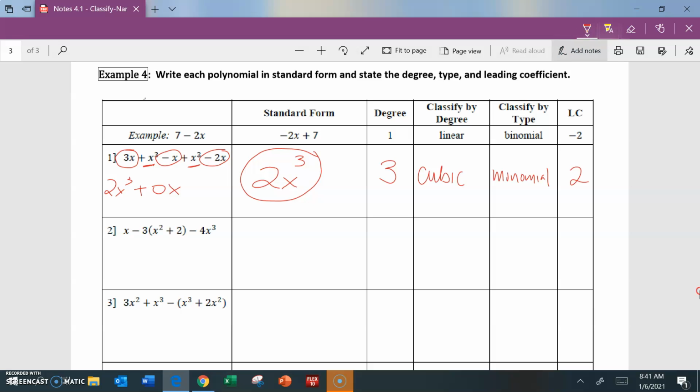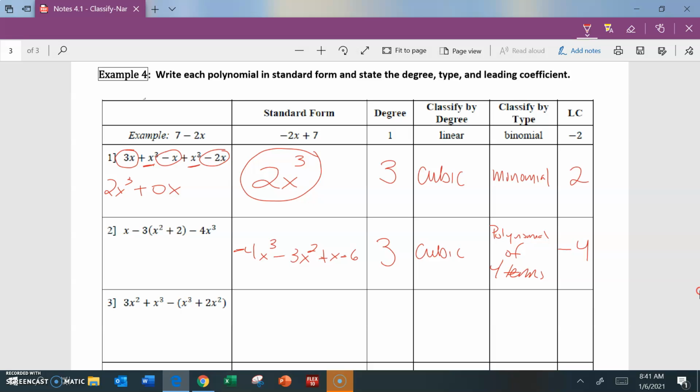Okay? So for number 2, if you wrote this correctly in standard form, you will have negative 4x to the third minus 3x squared plus x minus 6. And this has degree 3, like our first example. So that means this is called a cubic polynomial. This is a polynomial of 4 terms, is our official name. And the leading coefficient is negative 4.